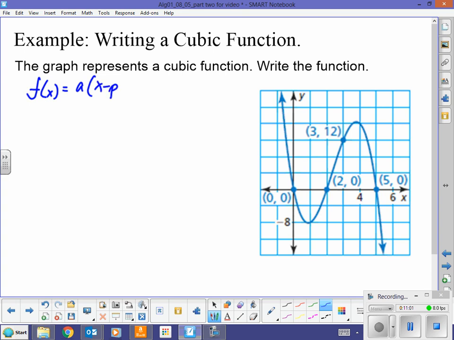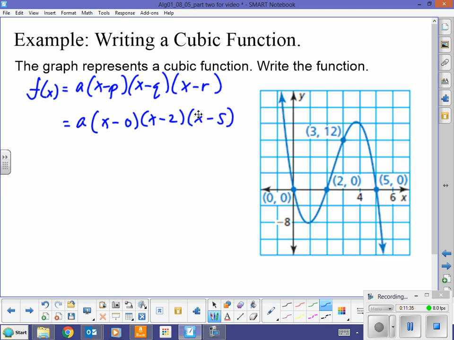And this is what it's going to look like. x minus p, x minus q, and x minus r. Okay, so we added another factor, right? Because we've got 3 different solutions here, 3 zeros. So a times x minus 0, I guess go in order, x minus 2 and x minus 5. And let's see. x minus 0 is just x.